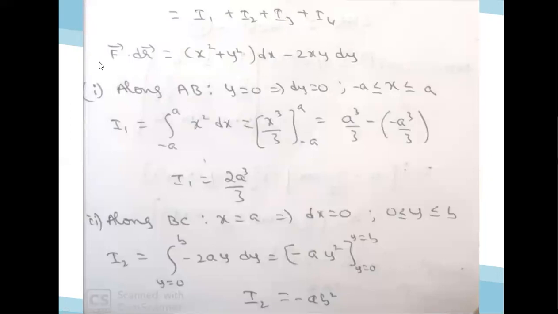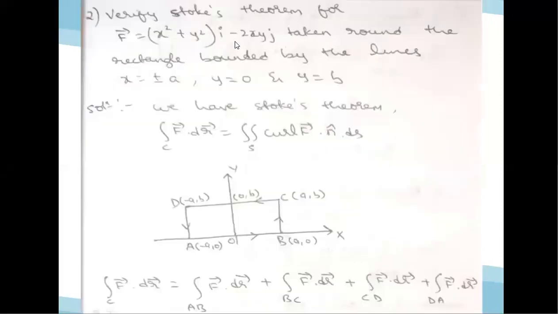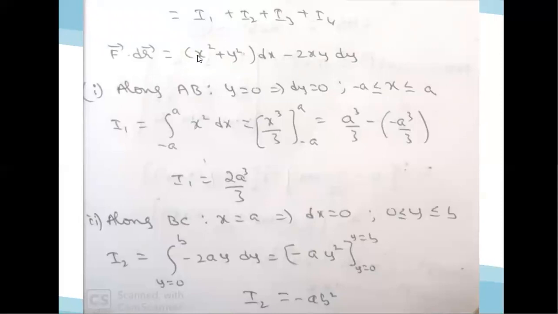First we shall find the dot product of these two vectors, vector f and d vector r. As you all know, d vector r means dx i plus dy j plus dz k. Vector f is given as (x square plus y square) i minus 2xy j. K is not present in the given vector, which means the k component will be equal to 0. So the dot product of these two vectors will be (x square plus y square) dx minus 2xy dy.